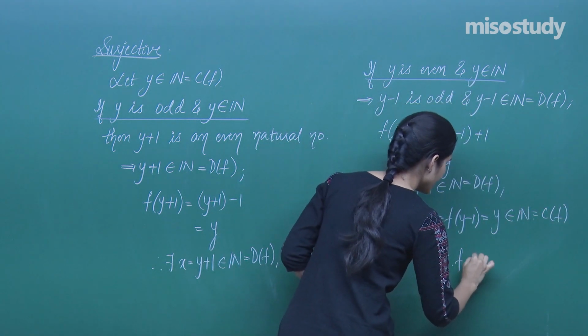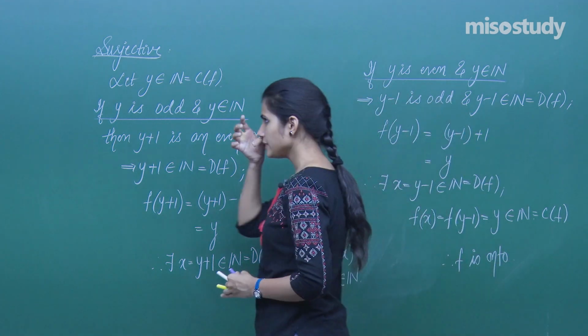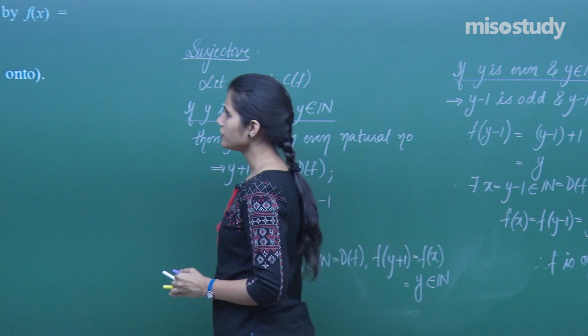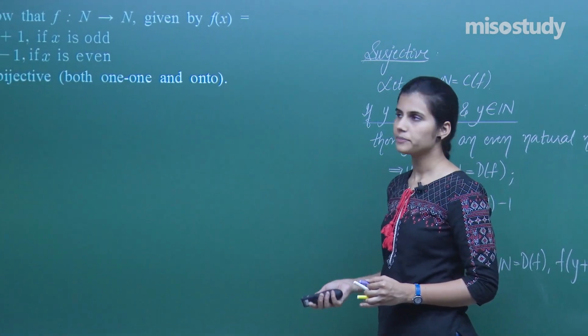Therefore, f is onto. We have established the injectivity and surjectivity of f, and therefore f is both injective and surjective. It is bijective, hence invertible.